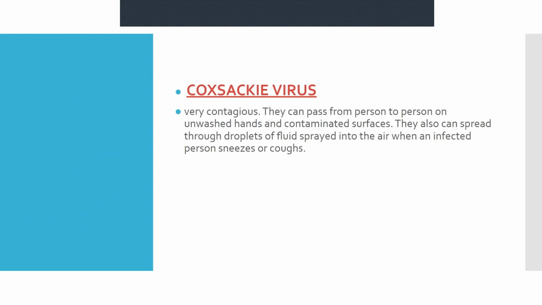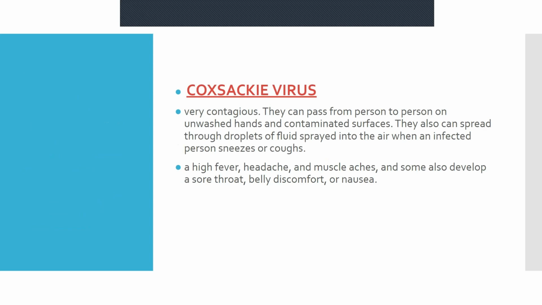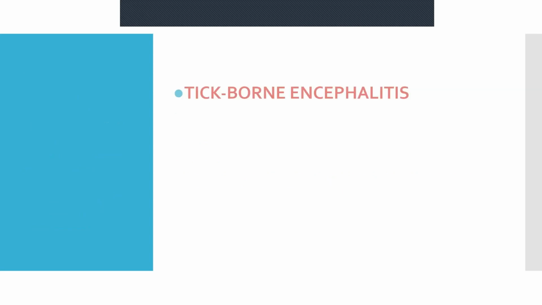Coxsackie virus. Coxsackie virus is a very contagious virus. It can pass from person to person by direct transmission through unwashed hands or contact with contaminated surfaces. It can also spread through droplets sprayed in the air by the infected person when they sneeze or cough. It includes fever, headache, muscle aches, and some also develop a sore throat, belly discomfort, or nausea.